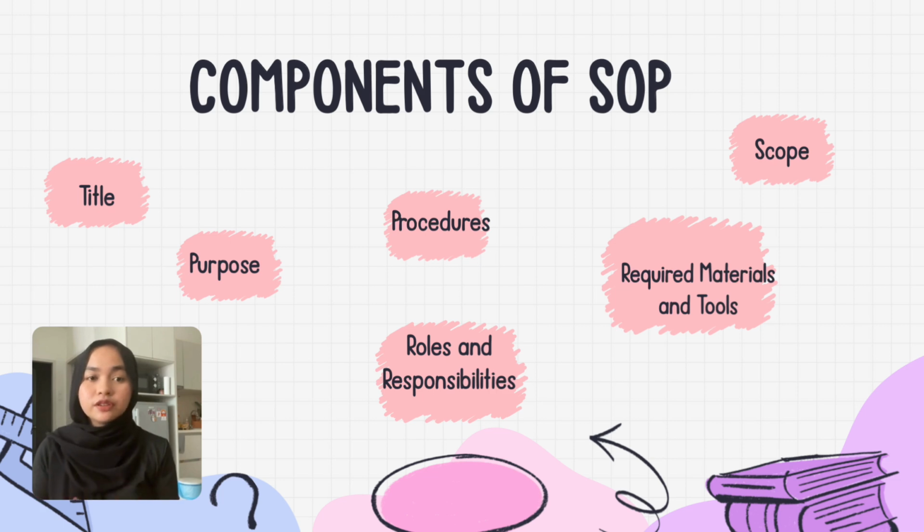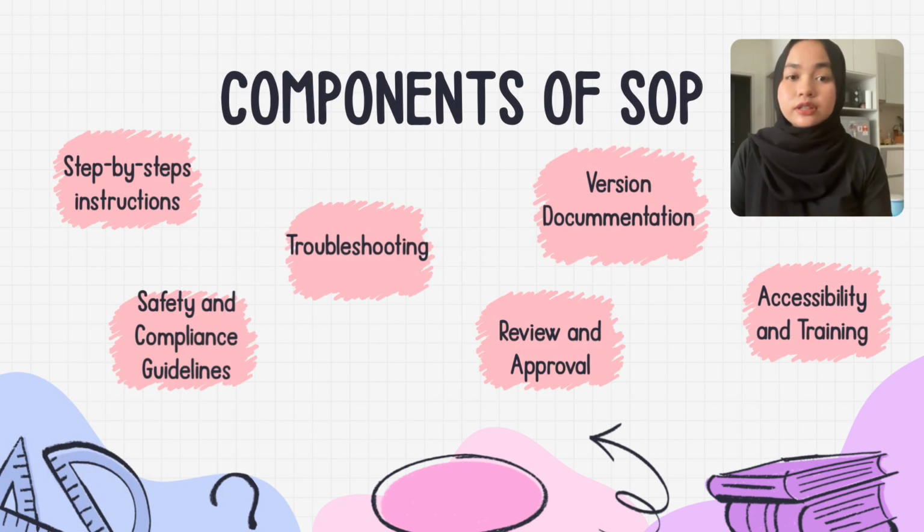Moving on to the components of SOP, which should be started with a clear title and brief description of the SOP itself. Next is the scope or applicability, which states the individual responsible for this execution, also their roles and responsibilities. After that, the required materials and tools should be listed, followed by the most important part, which is step-by-step instruction. Moving on, the SOP should include safety and compliance guidelines, especially for industries with strict operational regulations, followed by troubleshooting that helps users resolve problems independently and ensures continuity in operations.